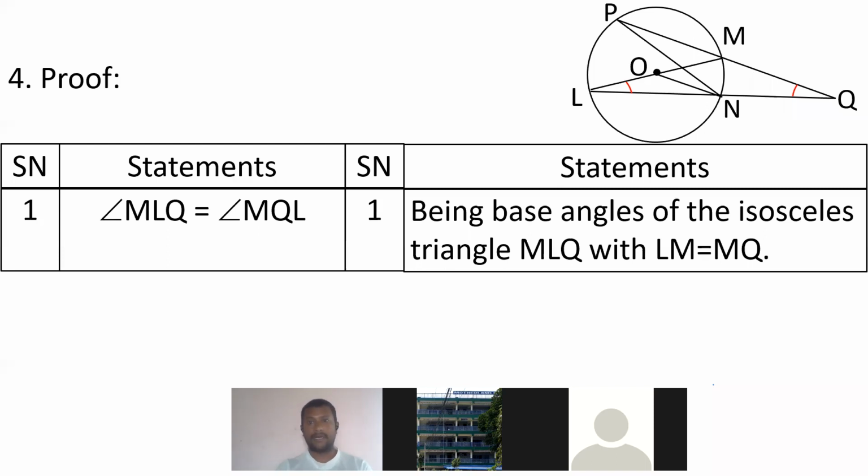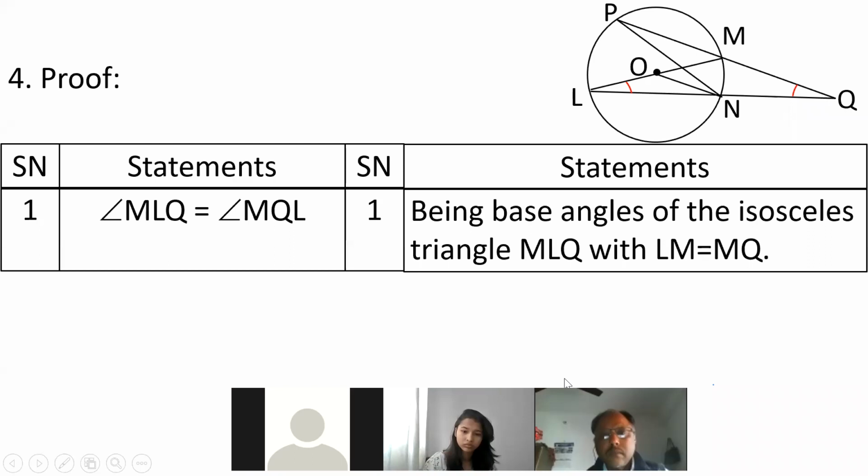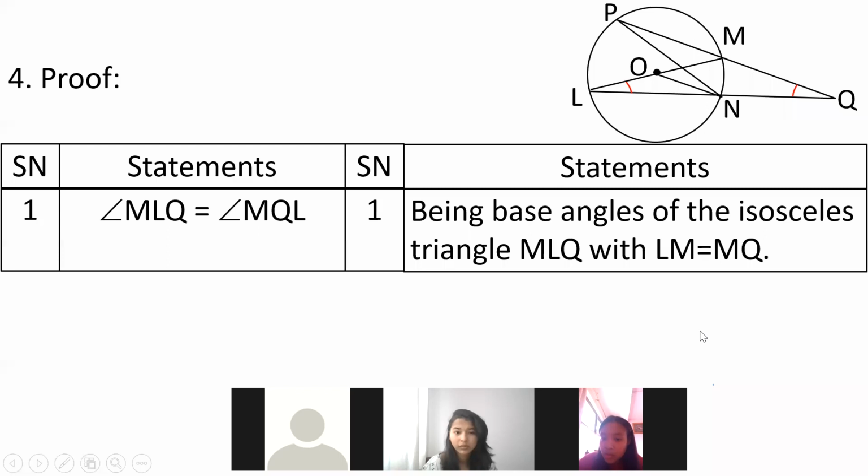So next step, can we see any other angles equal over here? Let me ask one of our students. So where are our students? Let me ask Mamta Gimire, are you listening to me? Yes, sir. Next, what may be the next step, the next point? Can you guess? Okay, I will tell you.